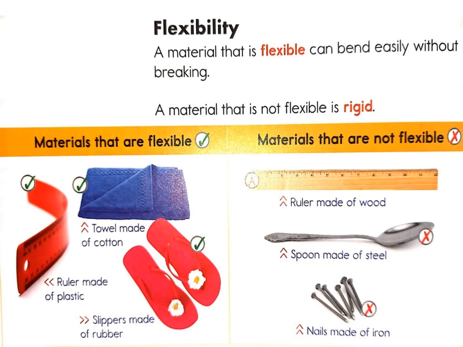Flexibility. We said the material is flexible when I can bend it easily without breaking. So look at these examples. These materials are flexible, can bend easily, like the towel, like the slippers, like the ruler made of plastic. But some materials are not flexible, like the ruler made of wood, the spoon, and the nails. They are not flexible. We call them rigid materials.